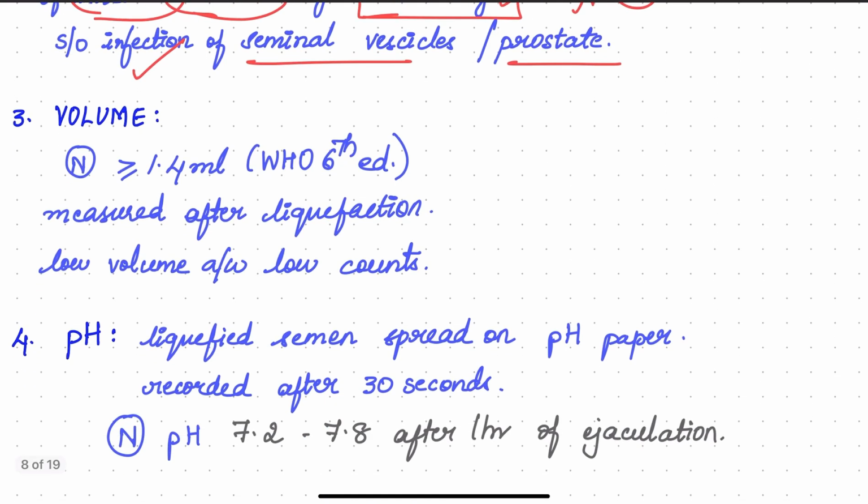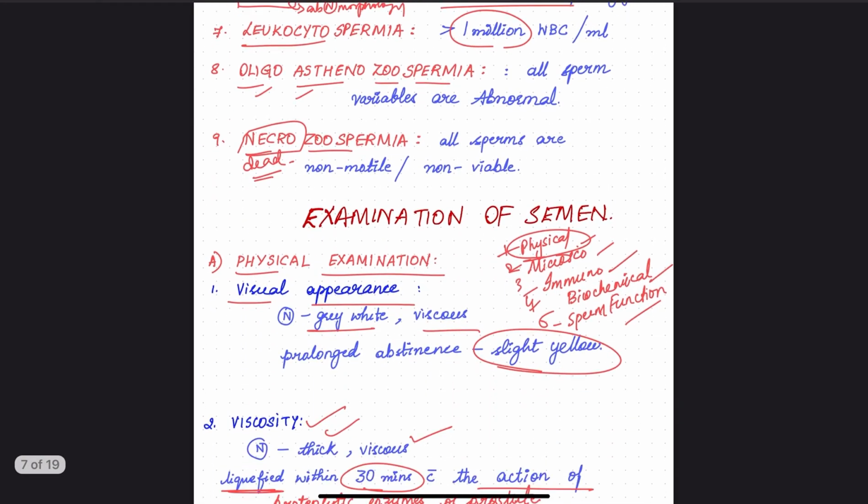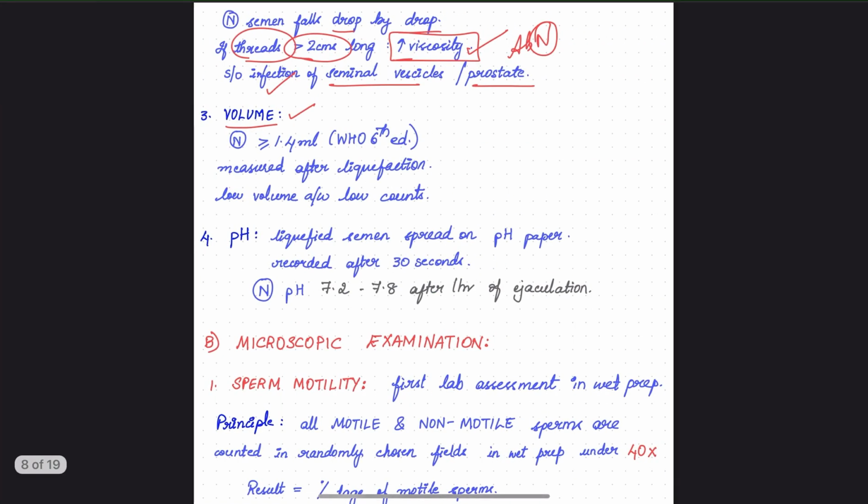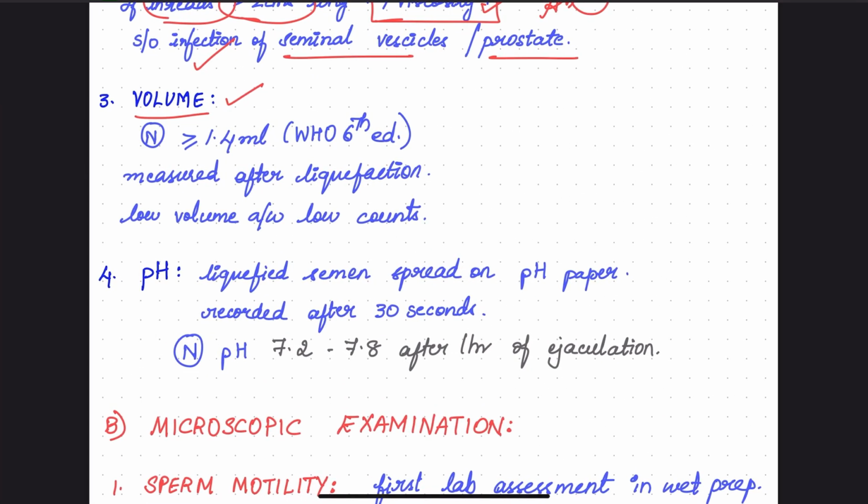Next, the third parameter is the volume. Firstly, you have seen the visual appearance, color and all, and viscosity, how thick it is. Now, volume. Normally, we have studied 1.4 ml according to WHO 6th edition, and this volume is measured after liquefaction. Low volumes are generally associated with low counts, obviously.